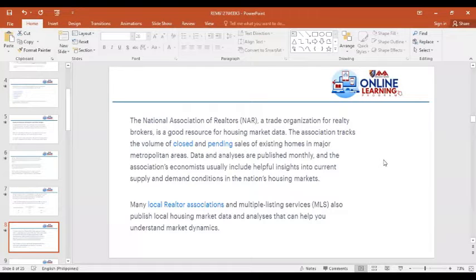So you have to look for an association that is a group of realty brokers. Okay, so you can see the supply and the demand of housing in the country. Many local realtor associations and multiple listing services also publish local housing market data and analysis that can help you understand the market dynamics.